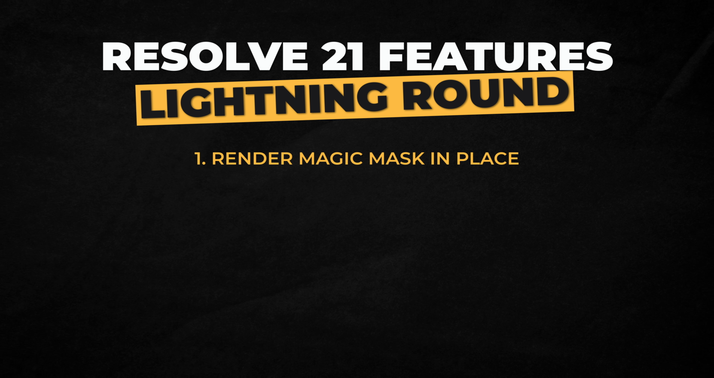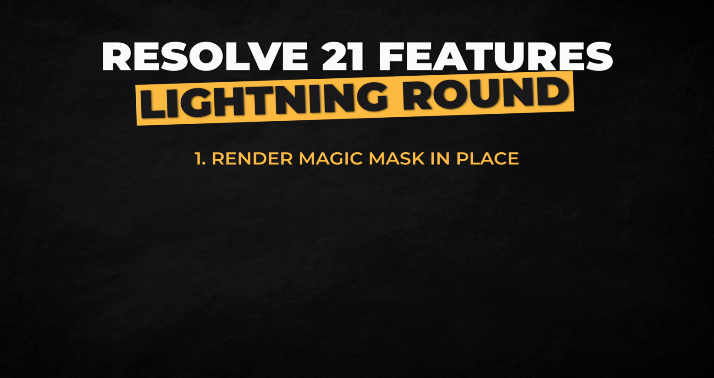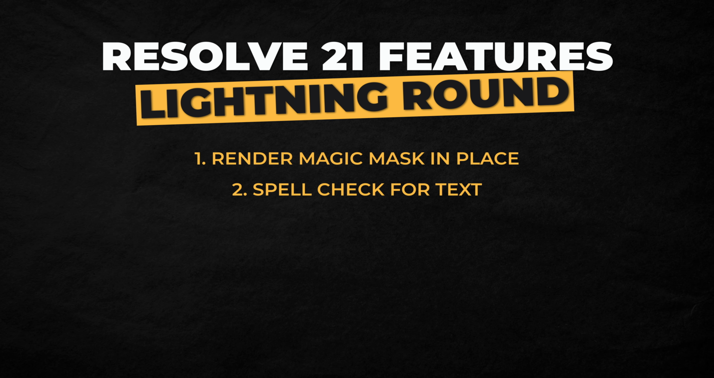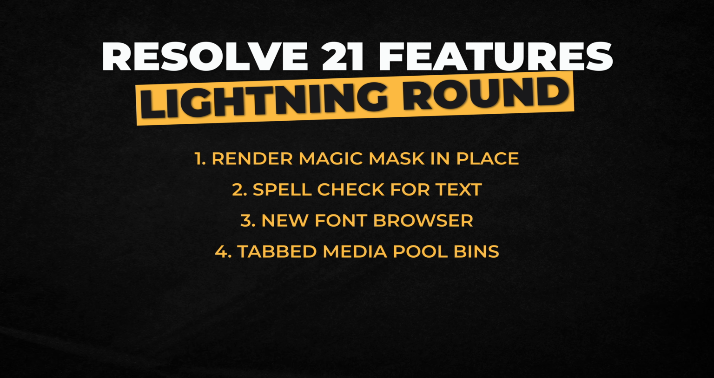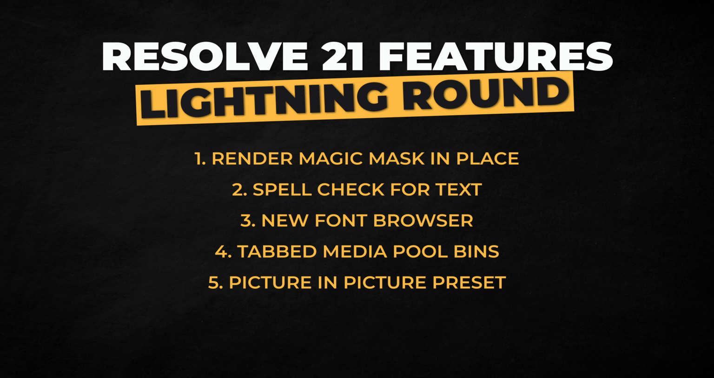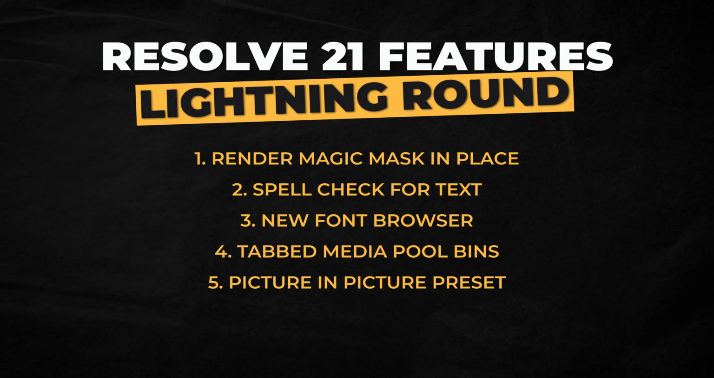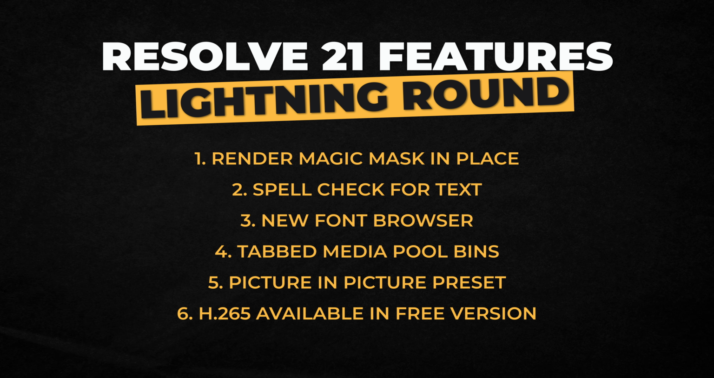Okay, before the final feature, a quick lightning round, a handful of other updates that are worth knowing. No deep dives, just so that they're on your radar. Render Magic Mask in place so you can bake it in and stop retracking every time. Actual spell check for your text, finally. A new font browser. Tabbed bins so your media pool works just like browser tabs. A picture-in-picture preset, perfect for a quick face cam. H.265 encoding is now included in the free version.